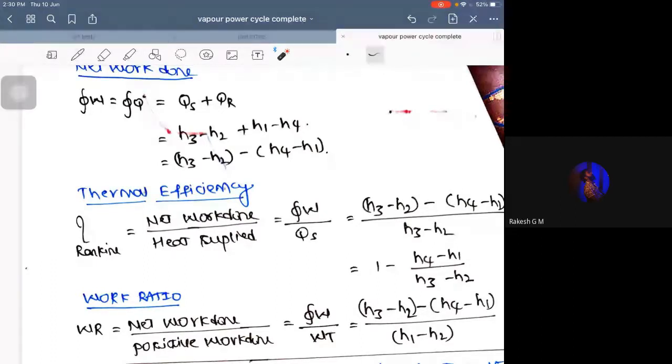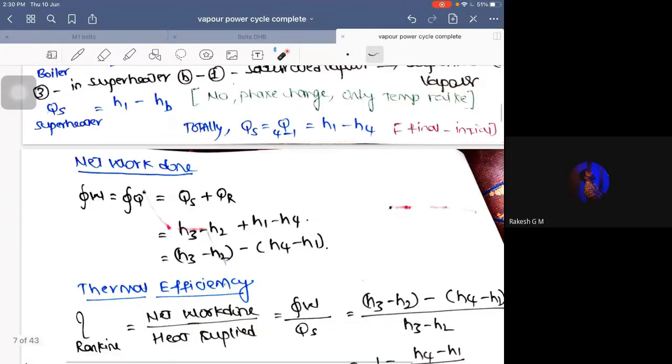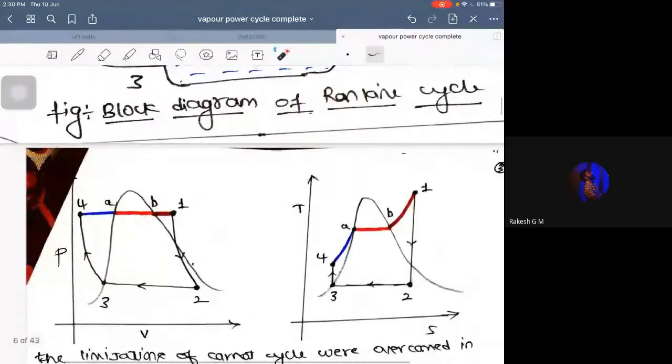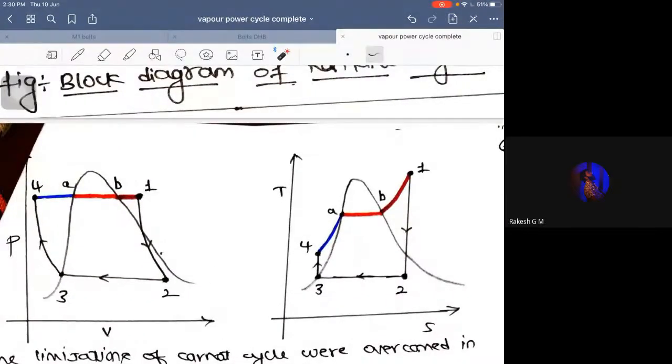Any doubts? Positive work done. So in total there are two works. One, there is a pumping work. Second, there is a turbine work. So this is WT and this is WP. Okay. What do you mean by positive work? Positive work is something from which you get a benefit.